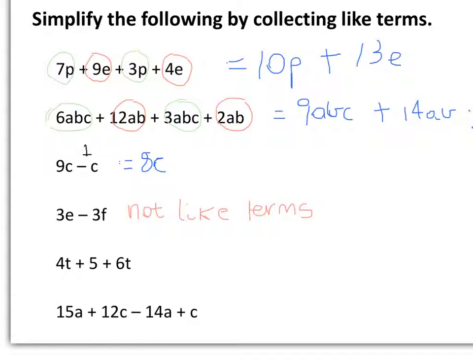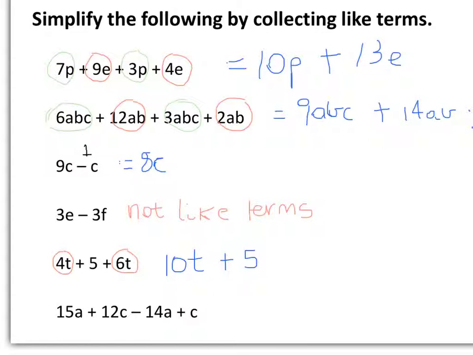Okay, we'll have a look at this one down here. 4t plus 5 plus 6t. So we have two lots of t's and then the 5. Simplified, 4t plus 6t will give us 10t. And then we can't link our 5 on because that has no t. So that one will just sit out the end.